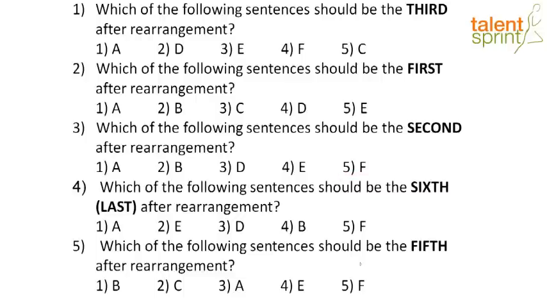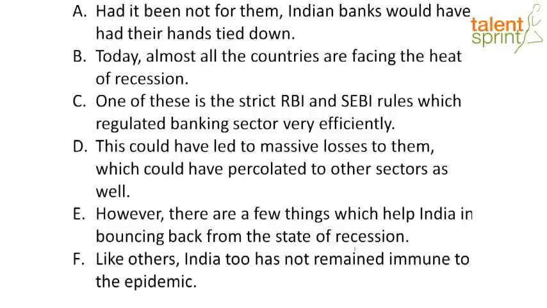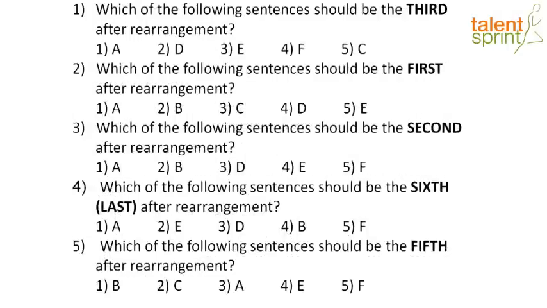Fourth question, which of the following sentences should be the sixth sentence after rearrangement, which is our last sentence? Our last sentence we know was D. This could have led to massive losses to them, which could have percolated to other sectors as well. So D would be 3. So for the fourth question, the answer is the third option, D.